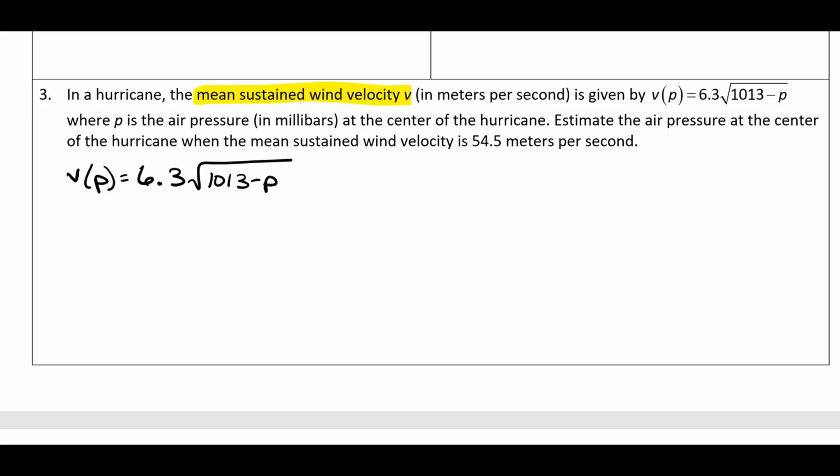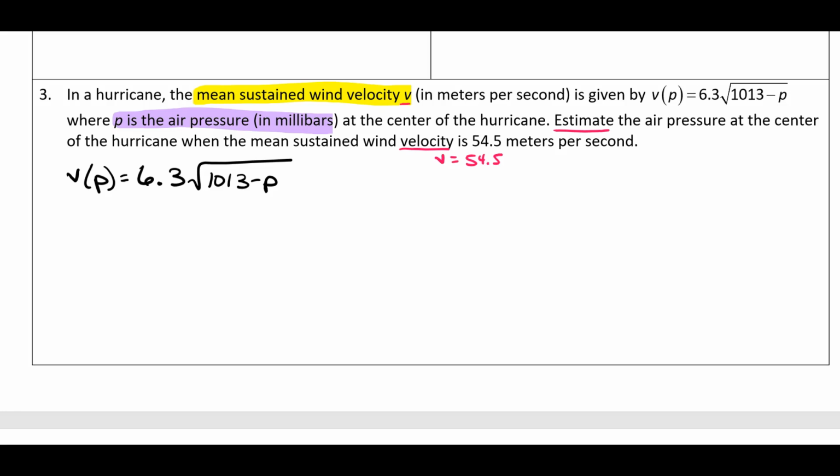Okay, where p is the air pressure in millibars at the center of the hurricane. They want us to estimate, okay, that's important, estimate, which means our answer is not going to be exact, we're going to have to round, the air pressure at the center of the hurricane when the mean sustained wind velocity is 54.5 meters per second. So this mean sustained wind velocity, that's going to be our V. Okay, so V equals 54.5.